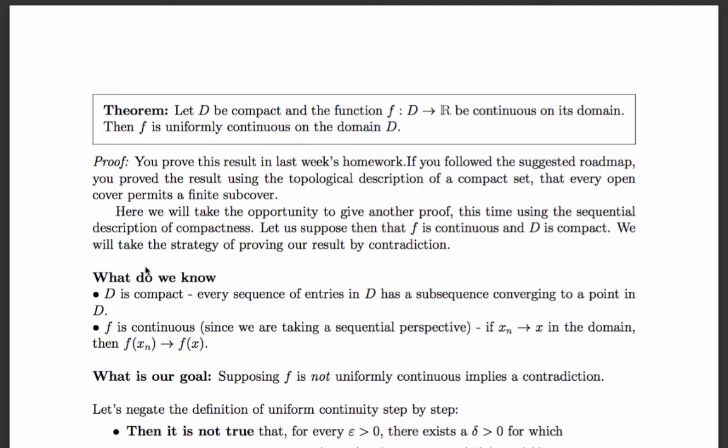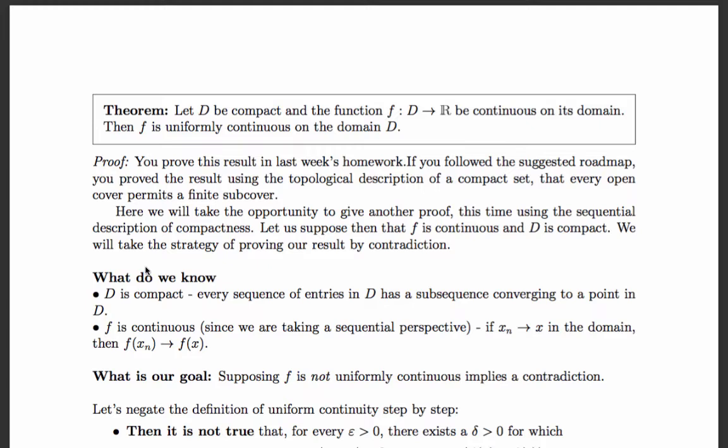retain, deform compact sets? So, our first theorem is one that you're familiar with because it was actually in your homework last week. Let D be compact and the function f on the domain D to R be continuous, then f is uniformly continuous. In other words, if you're continuous everywhere in a compact set, then you're automatically uniformly continuous. And of course the proof you're familiar with because you did it last week. In fact, it was the proof that was scaffolded in Wednesday's class.